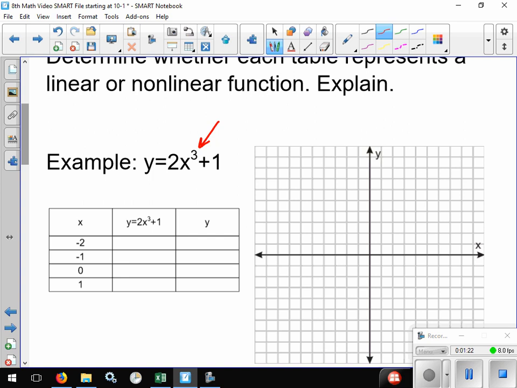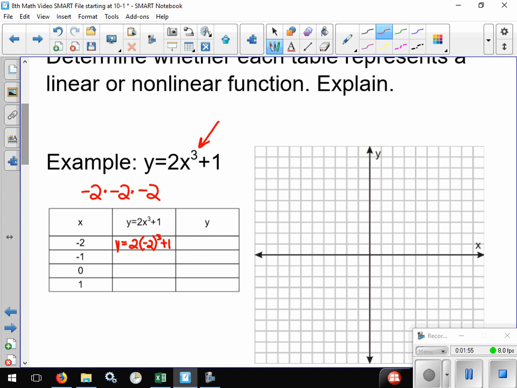So as an example, here we go. I started with a negative number to show you in better detail what this function looks like. So I have negative 2, negative 1, 0, and then positive 1. We'll start with negative 2. So y equals 2 times negative 2 to the third power plus 1. Remember, negative 2 to the third power is negative 2 times negative 2 times negative 2.